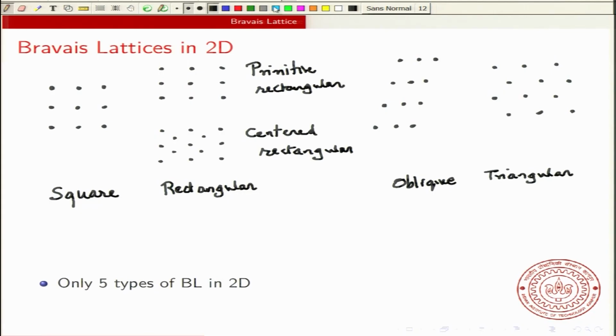The other point to note is that we said that the honeycomb lattice is not a Bravais lattice. This is a triangular lattice which looks like a hexagon with a center. So it is like a centered hexagon. That is in fact a Bravais lattice, and you can easily see that each point is identical.